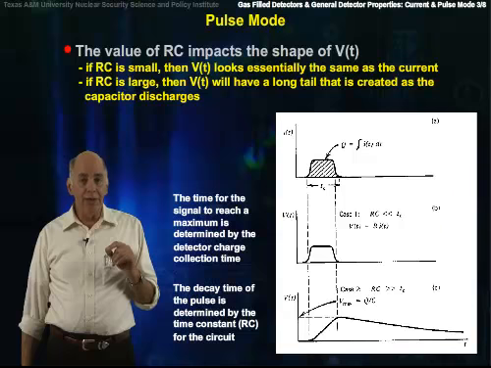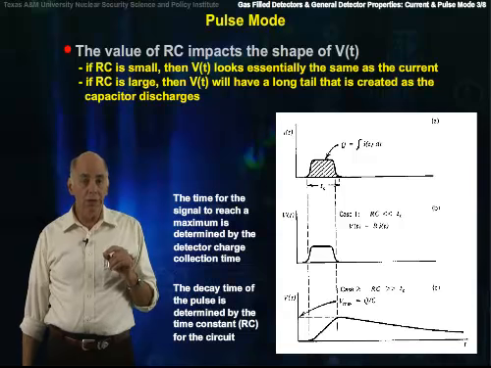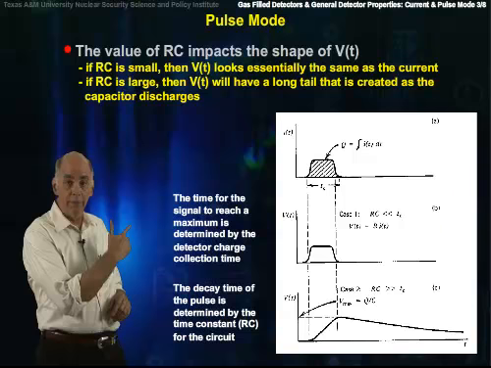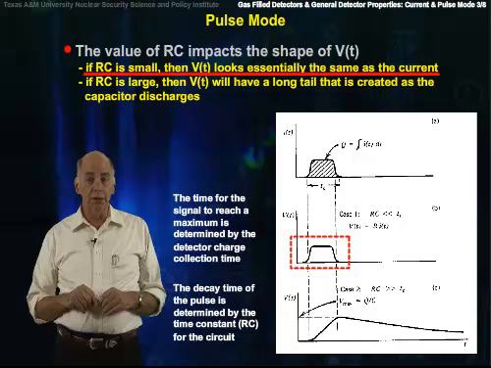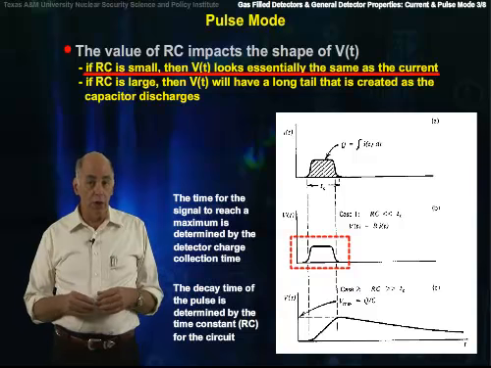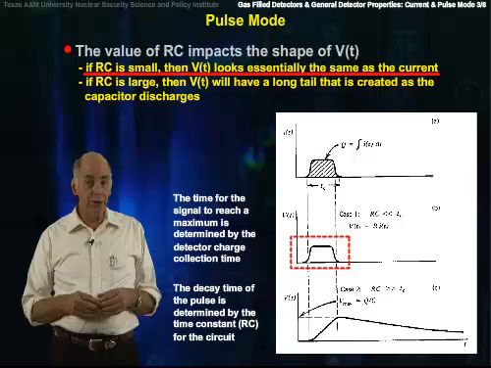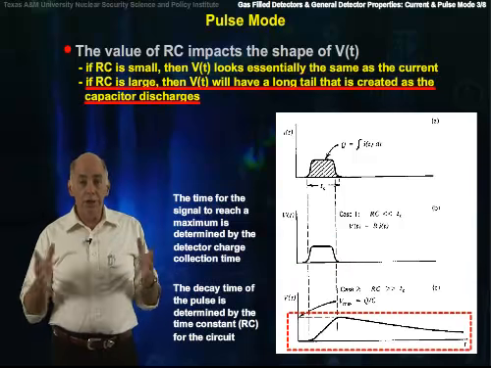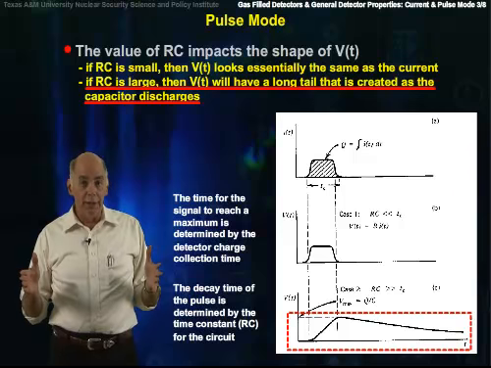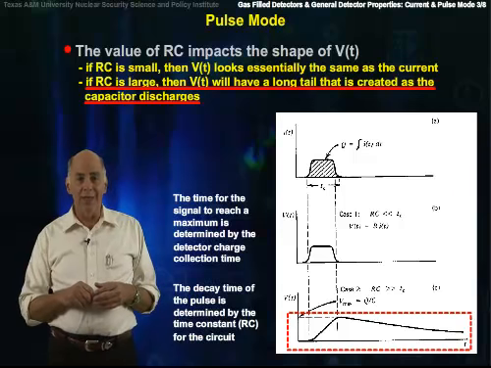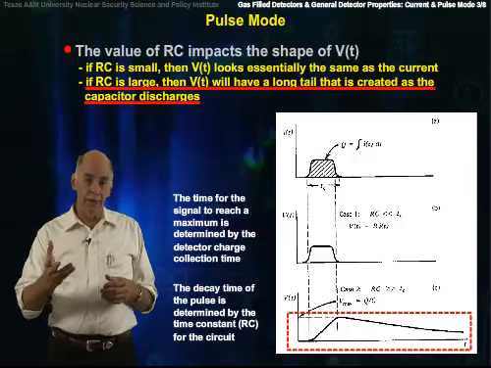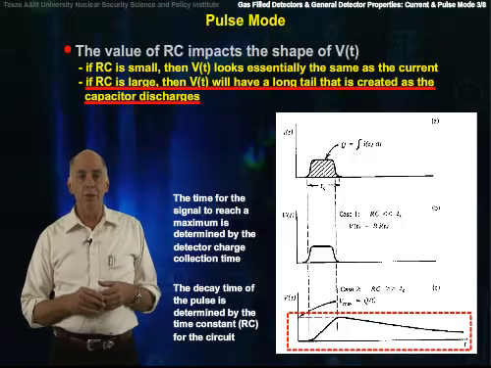We will end up measuring the time-dependent voltage across the resistor R. If the RC constant is very small, then the voltage is essentially the same as the current, and it will faithfully track the charge collection as it takes place in the detector. If the RC constant is large, on the other hand, it creates a long tail in the signal because the voltage initially charges the capacitor, and then the capacitor slowly discharges to cause the tail on the signal.